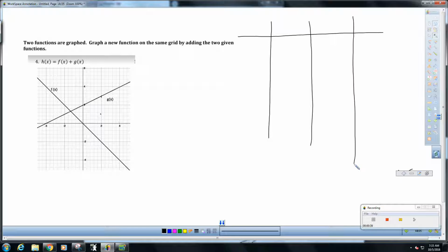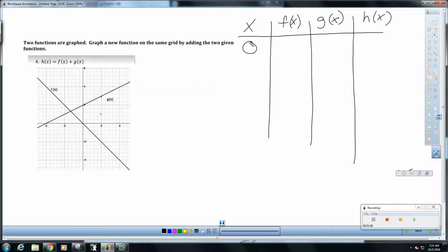Okay, so here we'll have x, here we'll have f of x, g of x, and h of x. Now h of x is the sum of f of x and g of x. So anytime we're trying to graph something, we need to get points. Okay? So, let's put in a 0 for our x, and just go real slowly.